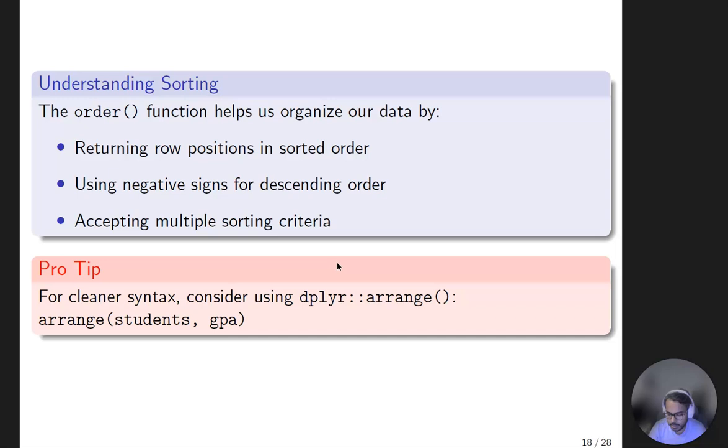Now, understanding the order function is key. It returns row positions in sorted order, which we then use to reorder our data frames. Use negative signs before variables for descending order. The function accepts multiple sorting criteria for hierarchical sorting. So if you want a pro tip, for cleaner syntax, use the dplyr arrange function, which offers a more intuitive interface. So you need to install the dplyr package and then load it before you can use the arrange function.